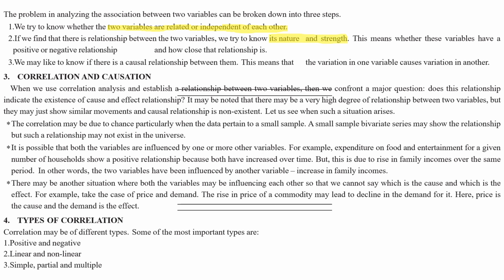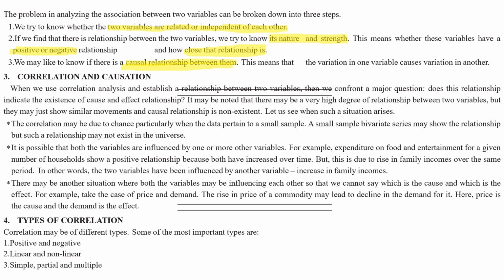Then this means whether these variables have a positive or negative relationship, and how close that relationship is, we need to see. We may like to know if there is a causal relationship between them. Causal relationship between them means that the variation in one variable causes a variation in another. Causal relationship means that if there is some variation in one, there may be variation in the other as well. That is what we call a causal relationship.